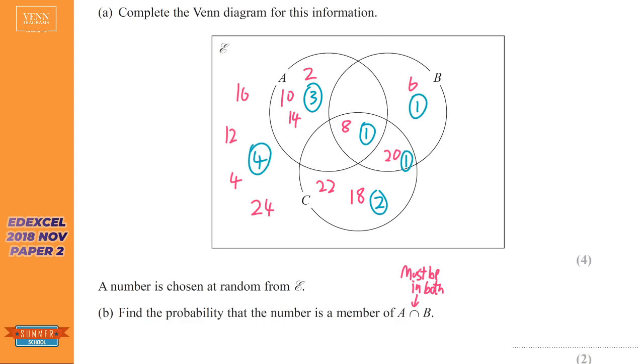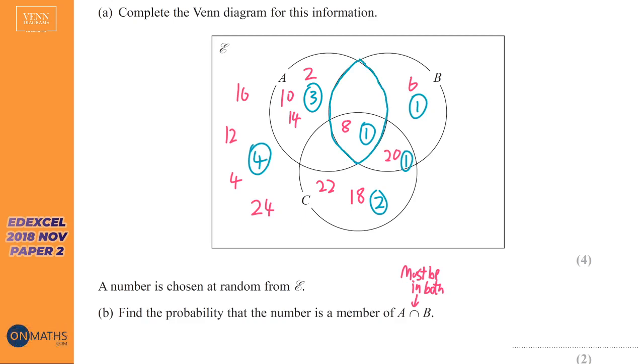Okay, so how many are in A and B? Well, A and B is this bit here. Okay. So looking at the diagram, there's only 1 number in there, that 8.